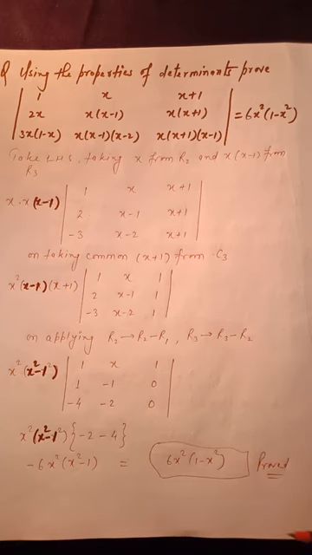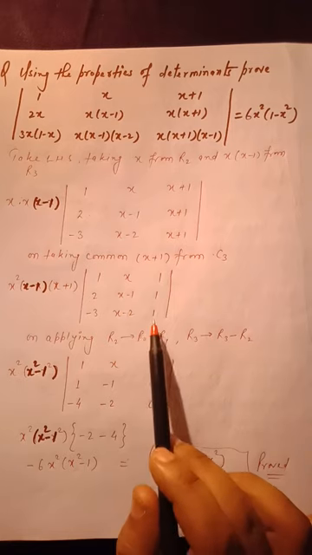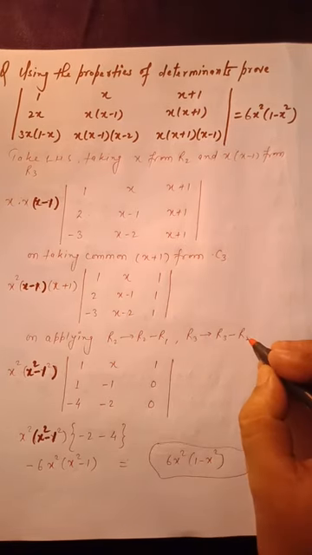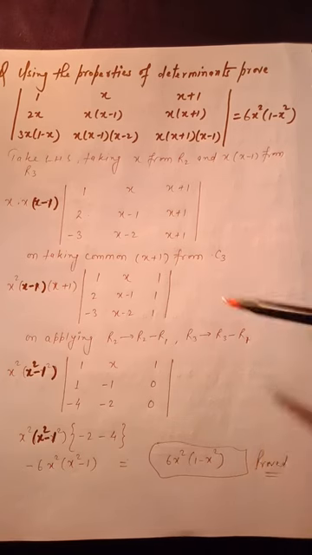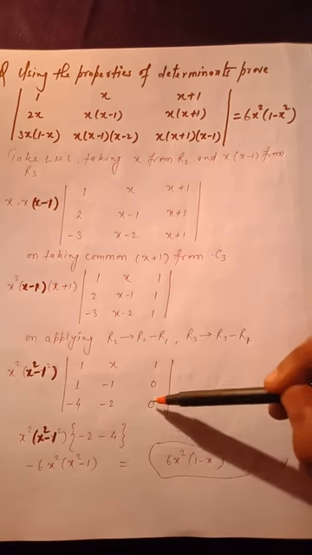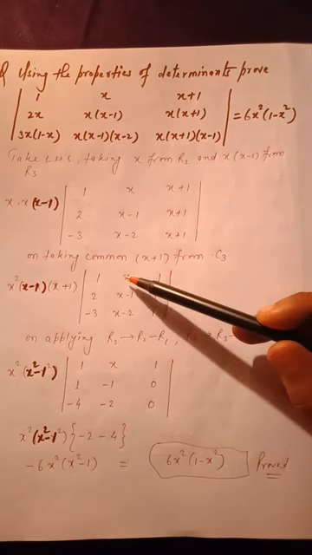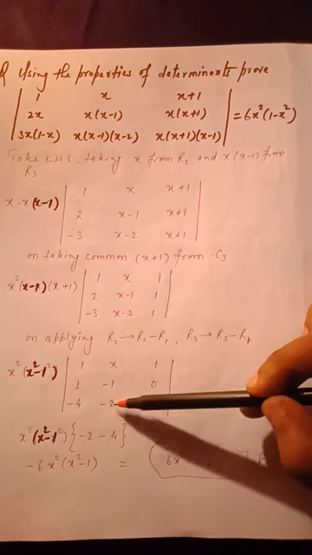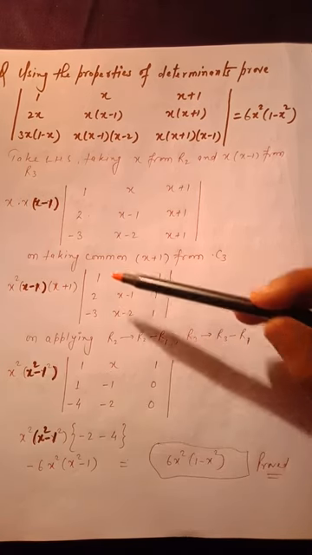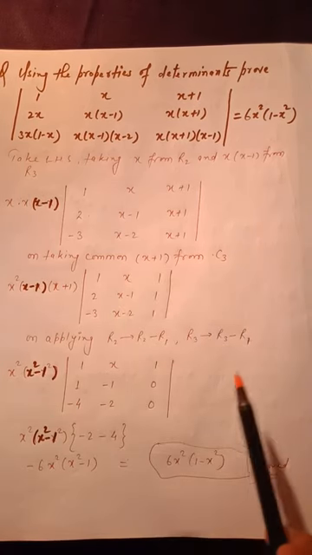Okay, what are we getting, sorry, we can change, because this is R3 equals R3 minus R1. So 1 minus 1 is 0, x minus 2 minus x, so we will get minus 2. This, minus 3 minus 1, will become minus 4.